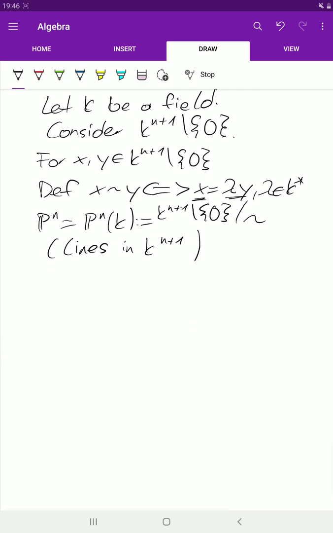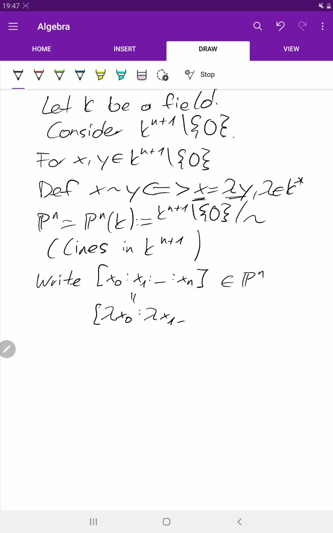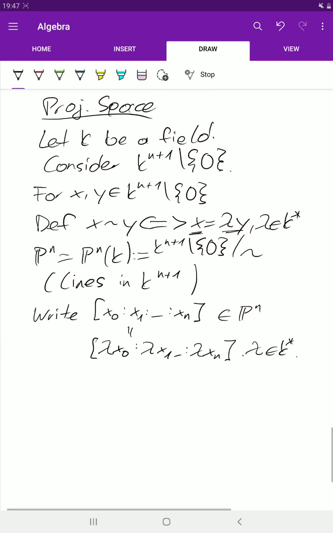Okay, and let's write down some notation. For a point in projective space, we write it with these dots. So this is a point in projective space, and of course that's an equivalence class. That's the same point as if we would multiply with a fixed lambda in the invertible elements of K. Okay, so far about projective space. You can think of some examples.